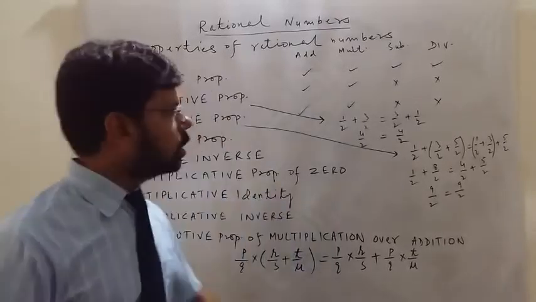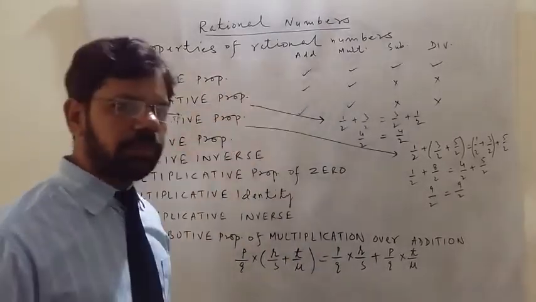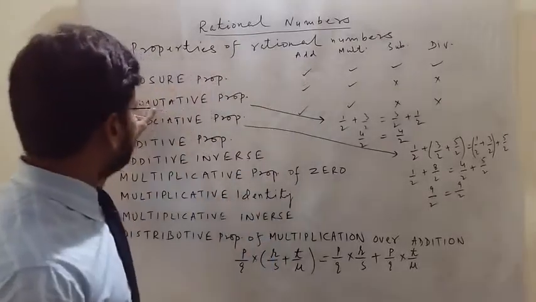Good morning, students. Now we will discuss the properties of rational numbers. Properties of rational numbers. First of all, closure property.